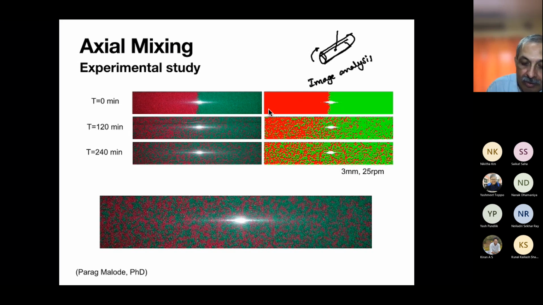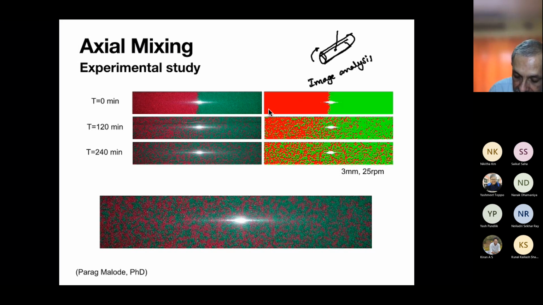So you can actually do computations and identify that this pixel is red and this pixel is green. After image analysis, you can see over here, all the red pixels have been colored red and all the green pixels have been colored green. And from this, at every value of Z, we can get the concentration of red particles by just averaging in this direction.